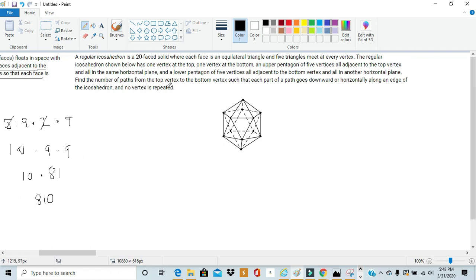Find the number of paths from the top vertex to the bottom vertex such that each part of a path goes downwards or horizontally along an edge of the icosahedron and no vertex is repeated.